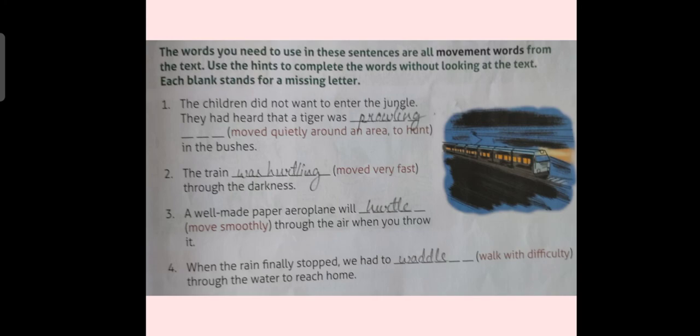The children did not want to enter the jungle. They had heard that a tiger was prowling. Prowling means moved quietly around an area to hunt in the bushes. Number 2. The train was hurtling through the darkness. Here, was hurtling. You will fill was hurtling in sentence number 2.